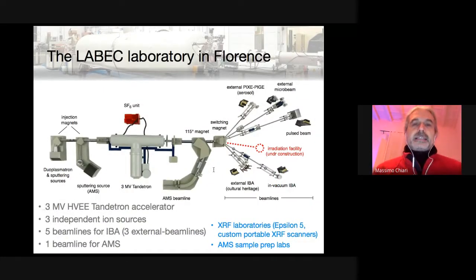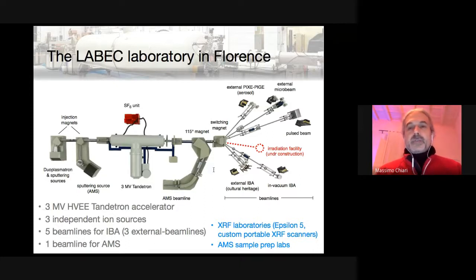This is a sketch of the laboratory. This is just a scale model that we have on display just for dissemination. It's a 3 megavolt tandem accelerator. So we have 3 independent ion sources. 2 are used for ion beam analysis. So it's 1 gas, 1 solid source, duoplasmatron and sputtering. Then we have also a sputtering multi-cathode source for AMS measurements. And then we have the AMS beam line, and then several beam lines for ion beam techniques.